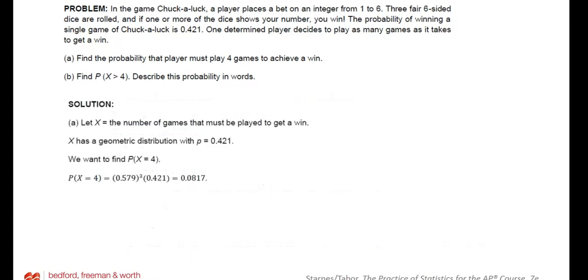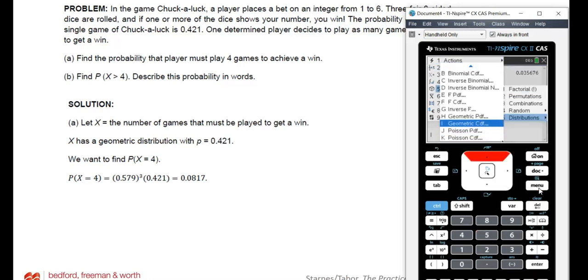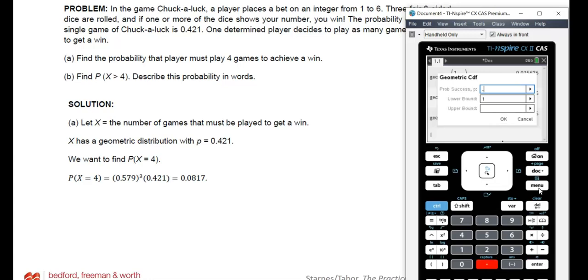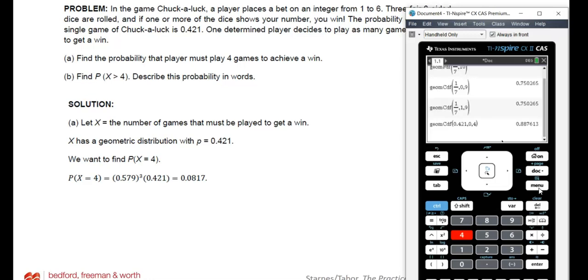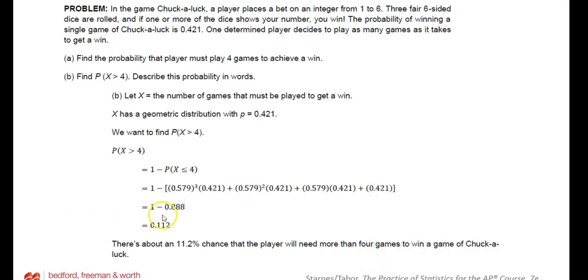So to do that for part B, let's see if we can do this. So we will go to CDF, geometric CDF. Probability of success is 0.421. Lower bound is 0. Upper bound is 4 because we want greater than 4, so 4. So we'll get this answer, and we do 1 minus that answer. Should be 0.1123. Yeah, 0.112. There's about 11.2% chance the player would need more than 4 games to win a game of Chuck-a-Luck.